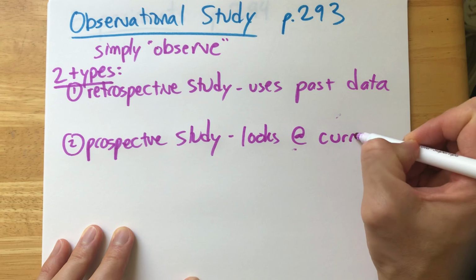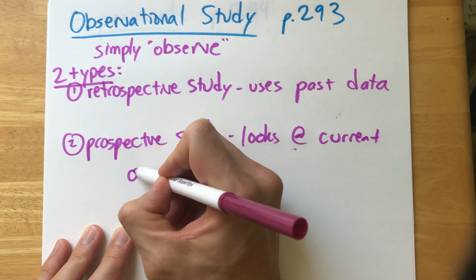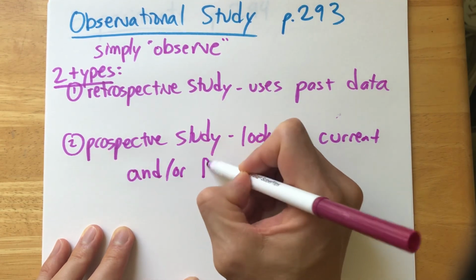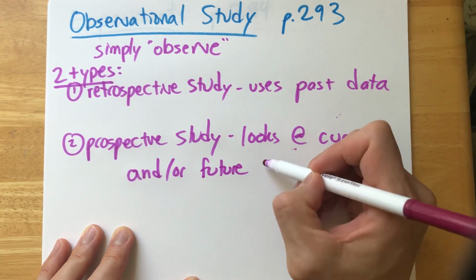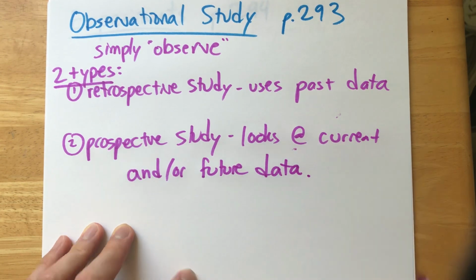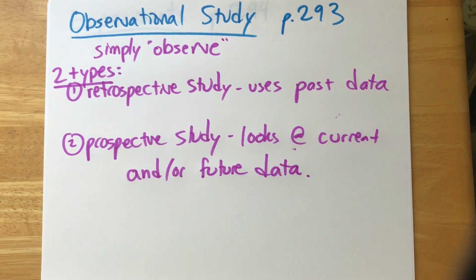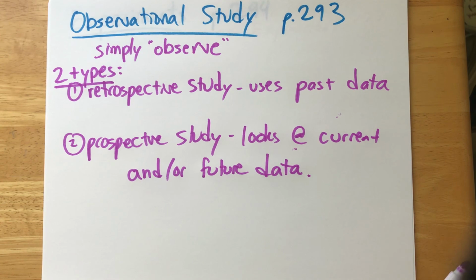At current and/or future data. Okay, so that's prospective. Prospective could be you follow the baseball statistics of your favorite player. It could be, I track how well current Marshall students do in college, right?